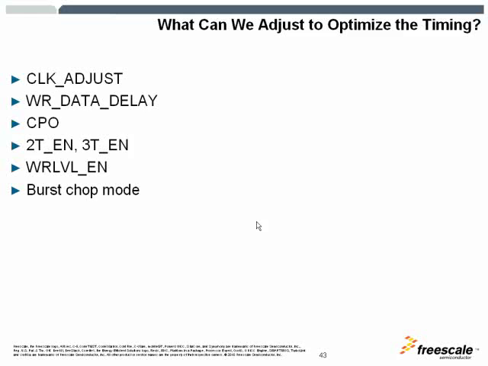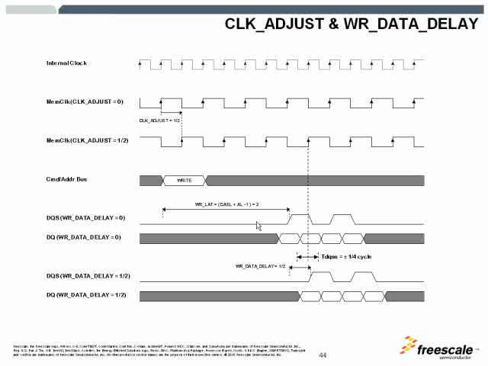So how do we adjust or optimize these timings? The parameters that are not part of the SPD. Here is the list of items that you need to pay attention to: clock adjust, write data delay, CPO, 2T, write level enable, and the burst chop mode. So details of each of these: clock adjust is that you need to shift the clock so it is center aligned to the address and command bus.